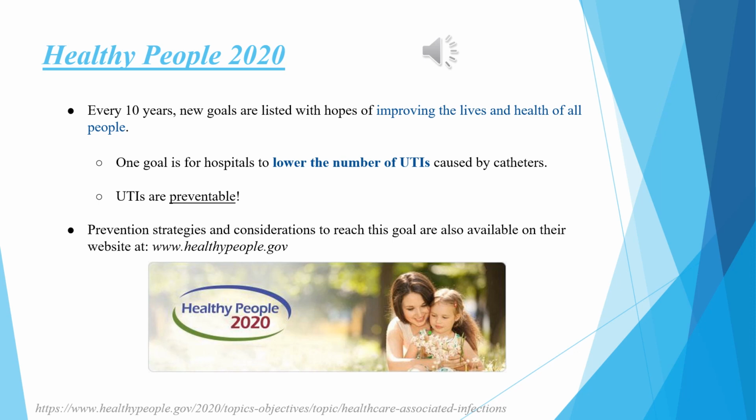You can find more ways of preventing UTIs on the Healthy People website, www.healthypeople.gov. So hopefully with all of this information and raising more awareness on UTIs, we can all reach the Healthy People 2020 goal of lowering the number of urinary tract infections.